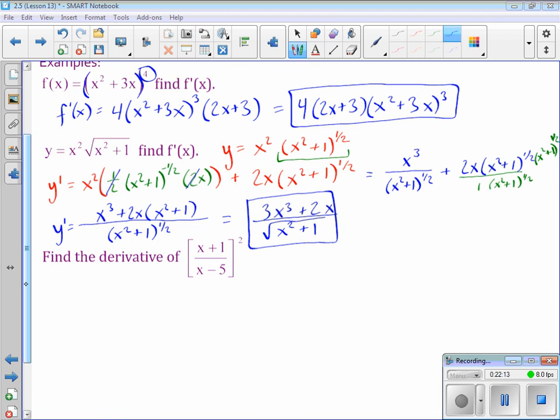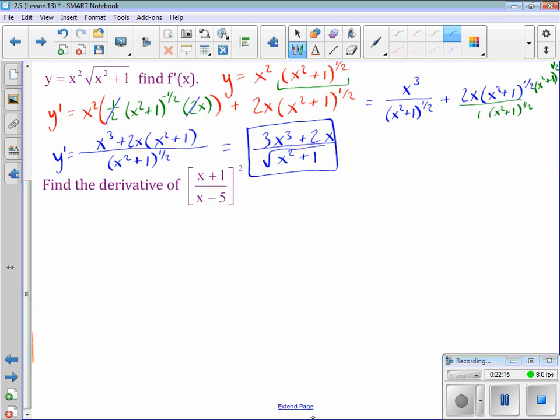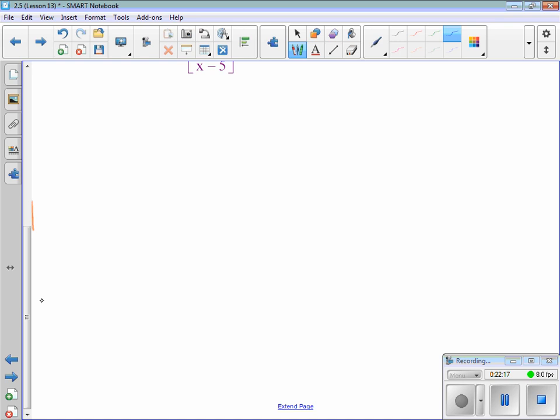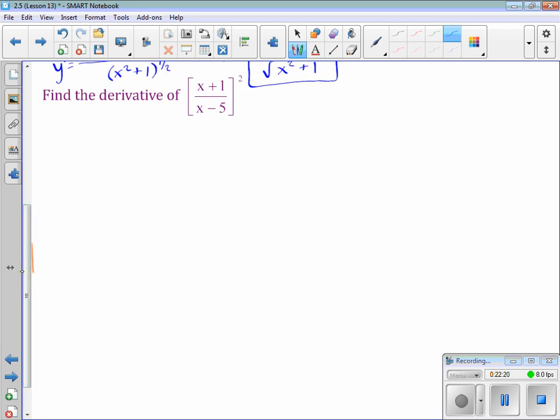Okay, so the bottom one, find the derivative. We're going to use what rule within general power rule? Quotient rule. Okay, so if you look at this, the inside function is what's in the parentheses, right? So first thing I want to deal with is this squared. How do I deal with the squared? Okay, so I'm going to bring it down, so let's just call this dy dx. So we'll pull the 2 down front, and then what do I do with the parentheses stuff? Leave it. So this will just be x plus 1 over x minus 5.